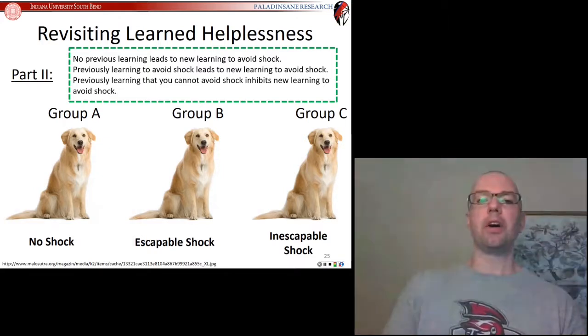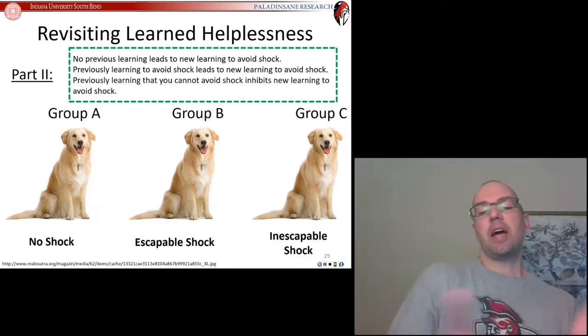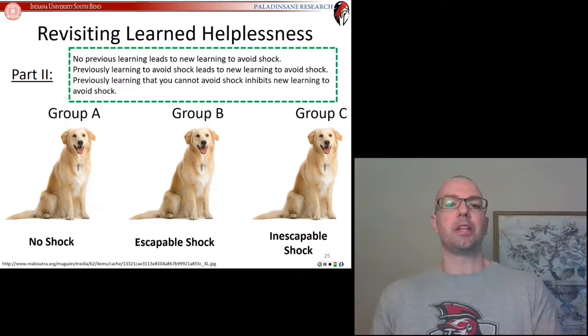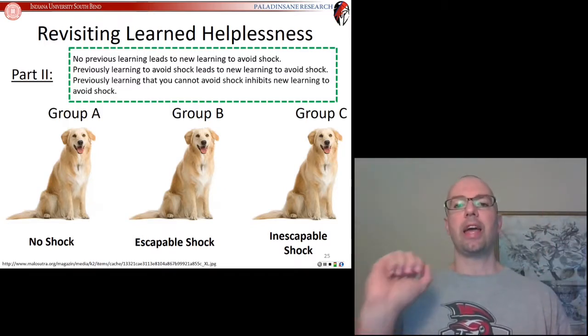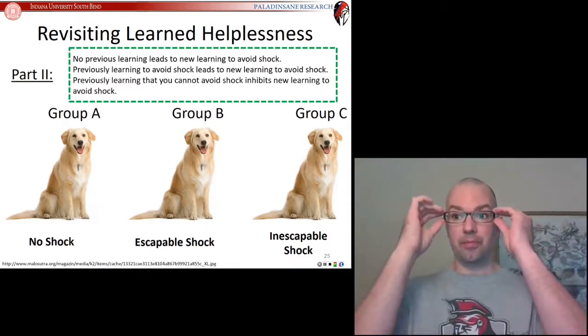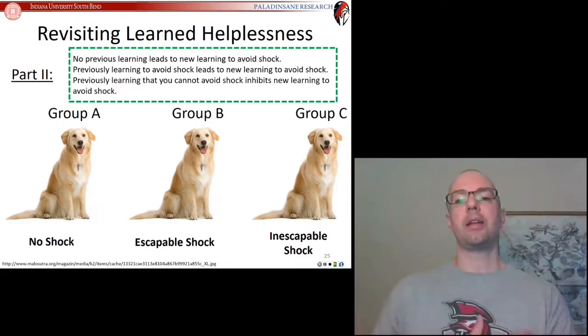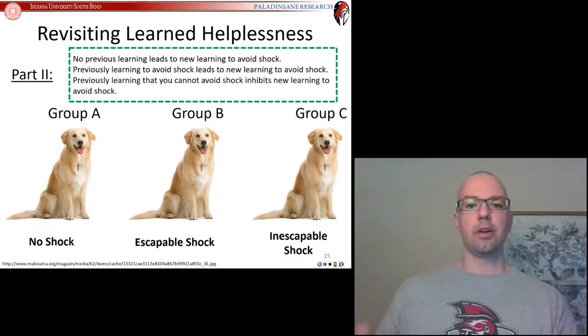So that is the functional relationship. Sometimes they can be expressed mathematically. This time it has to be expressed linguistically. But that is the relationship between previous learning and learning to avoid a shock. And that is the functional relationship that Martin Seligman discovered with his work on learned helplessness.